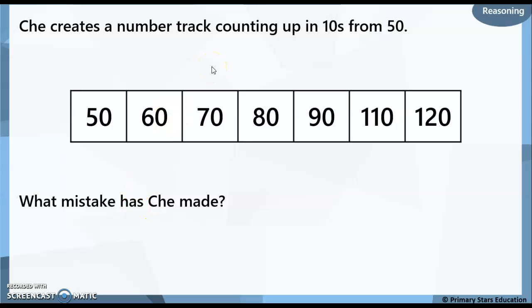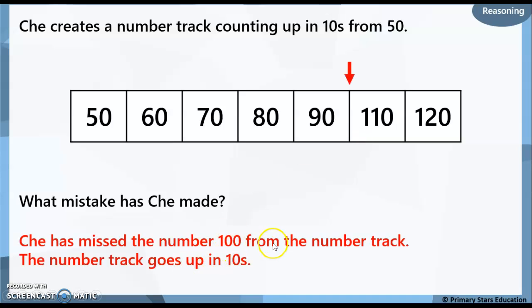So now more of a focus on the 10 times table. Che creates a number track counting up in 10s from 50. So we've got 50, 60, 70, 80, 90, 110, 120. What mistakes has Che made? The missing number here is 100, isn't it? Che's missed the number 100 from the number track. The number track goes up in tens, because if we added 10 from 90, it would be 100, not 110.